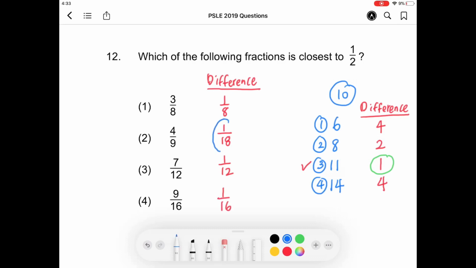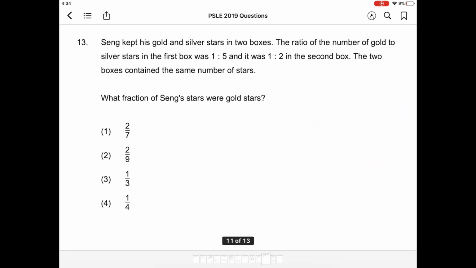As 1 over 18 is the smallest fraction here, we can deduce that 4 over 9 is closest to the fraction half. Question 13. Singh kept his gold and silver stars in 2 boxes. The ratio of the number of gold to silver stars in the first box was 1 to 5.